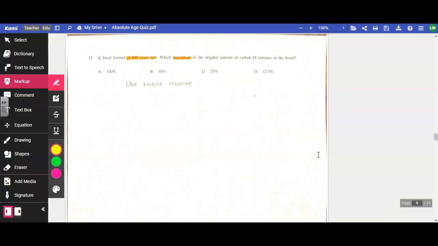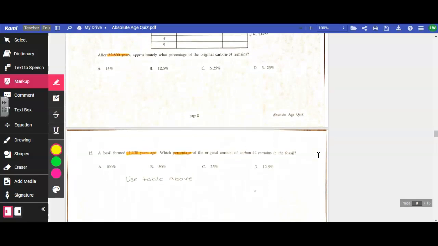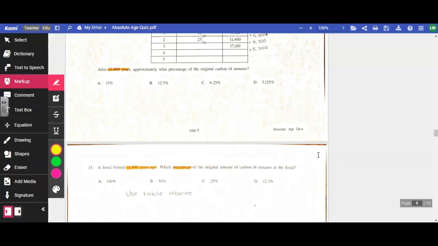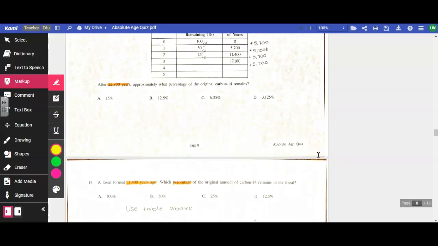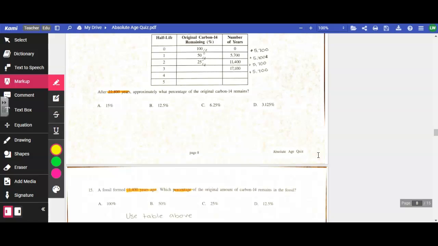Number 15, a fossil formed 11,400 years ago. Which percentage of the original amount of carbon-14 remains in the fossil? So you might want to use this table up here. Okay, so it formed 11,400 years ago. What percentage remains?